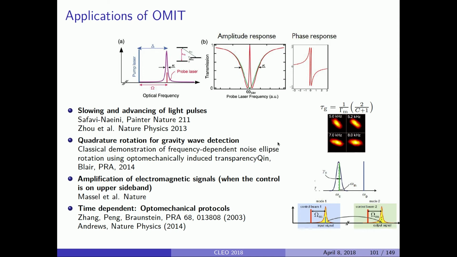You can also use it to amplify signals. For instance, if you take this OMIT, but place the pump not on the lower sideband but on the upper sideband, you can generate an amplification process.